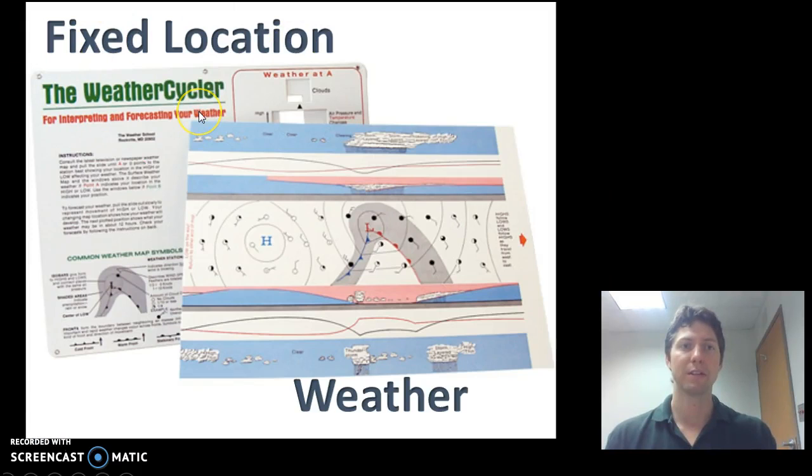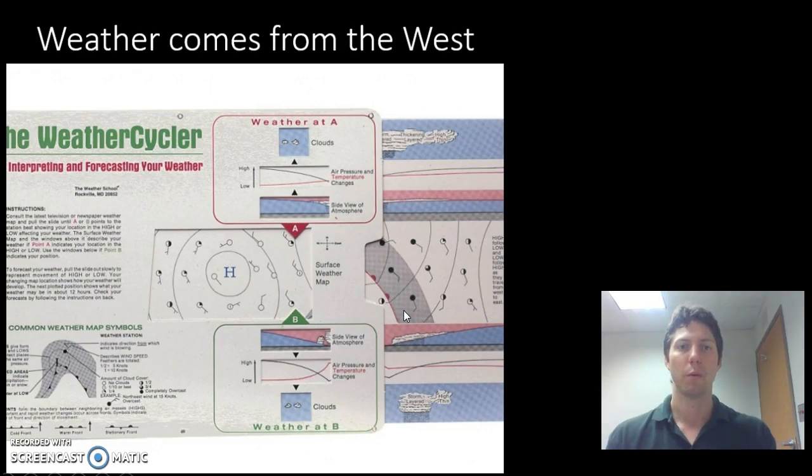Think of the weather cycler as a fixed location, the location under A and B is fixed, and then the weather coming at you. Weather comes from the west. As you slide out the weather cycler, it continues to come, if you think of this fixed location, from the west. And as you slide it out, you're actually reading the pressure and temperature backwards because they're moving in a backwards direction when you pull them out. We usually read from left to right. This can catch some students up.